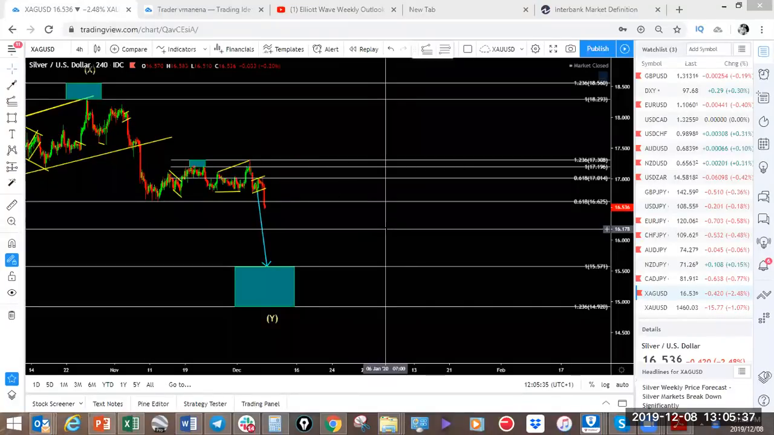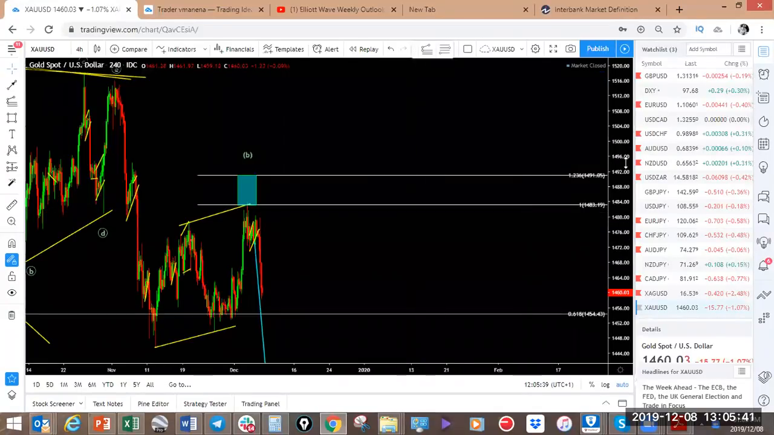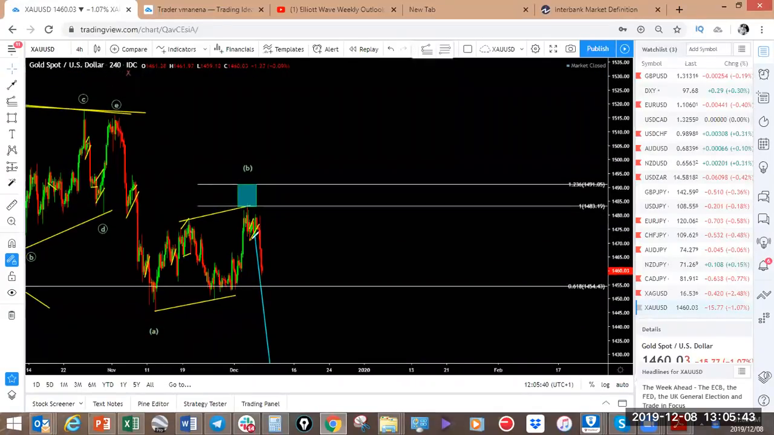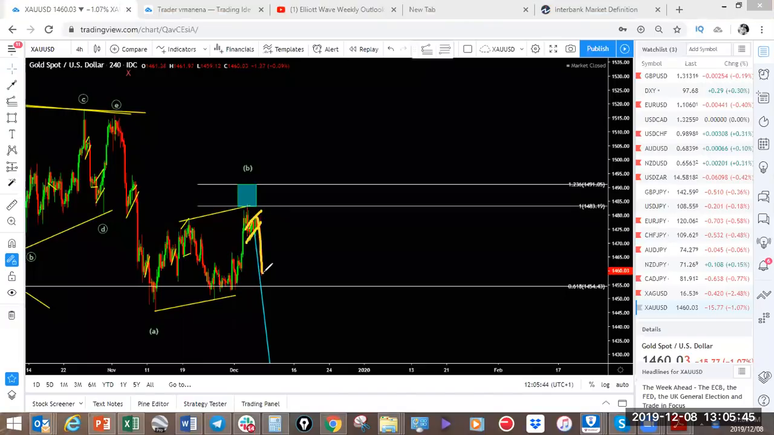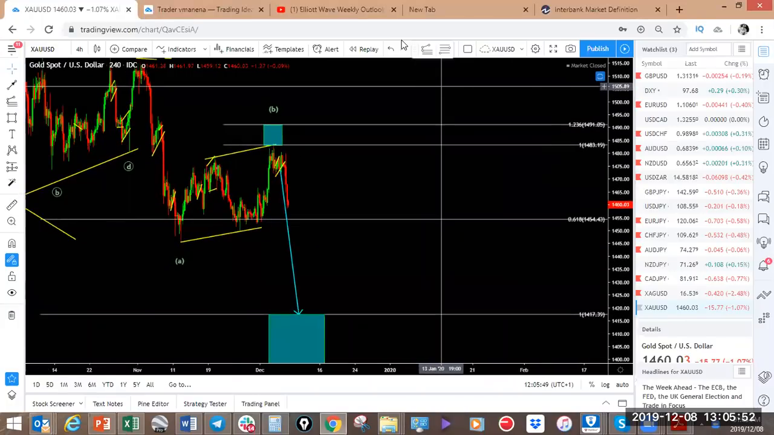Now that is silver, gold, the same. As you can see, we've already spoken about this. I can't talk about this anymore. This was a perfect trade, really. We're expecting continuation to the downside. Don't go and sell this if you missed it up here.